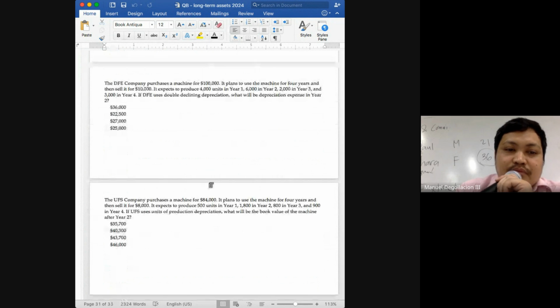Last problem. The company purchases a machine for 84,000. It plans to use the machine for 4 years and then sell it for 8,000. It expects to produce 500 units in year 1, so on and so forth. What will be the book value of the machine in year 2? Units of production, class. Let's solve first for our accumulated depreciation. What's the total capacity, class? 500, 2, 3, 5, 1, 6,000.